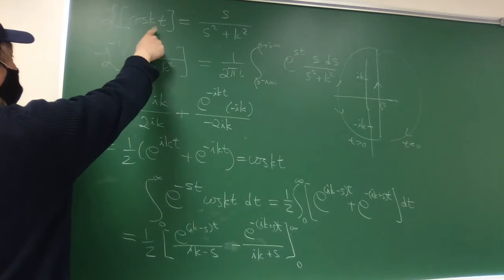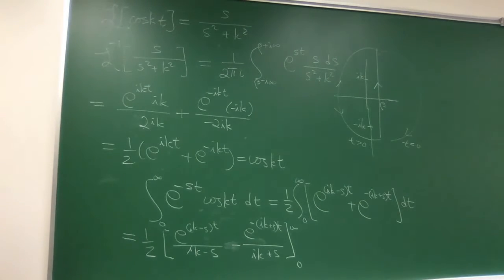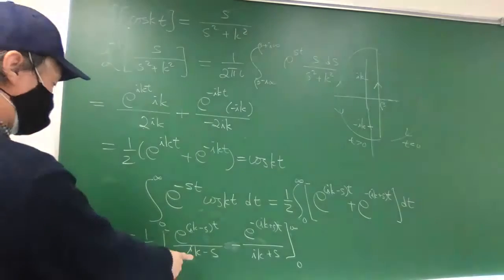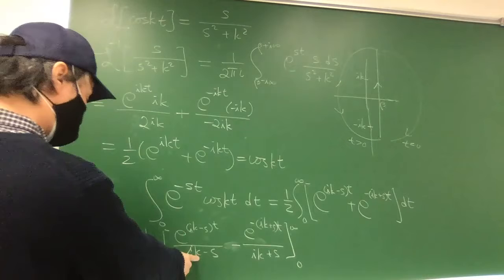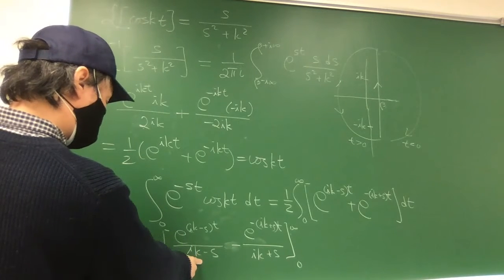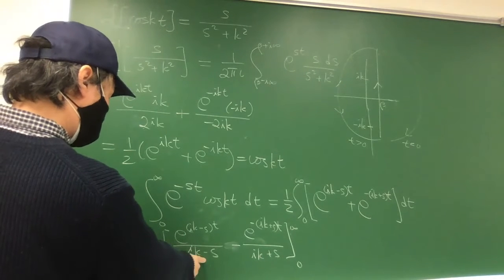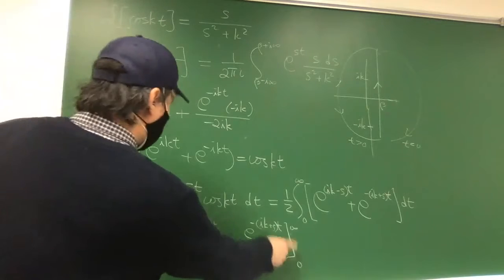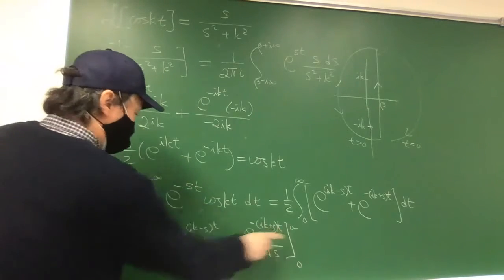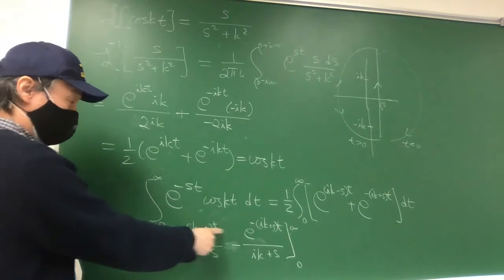Parameter, so you can choose it positive or negative, it doesn't matter because the cosine is a symmetric function, so assume k is positive. So for this limit, it doesn't matter if you're setting t equals 0 or infinity, right?